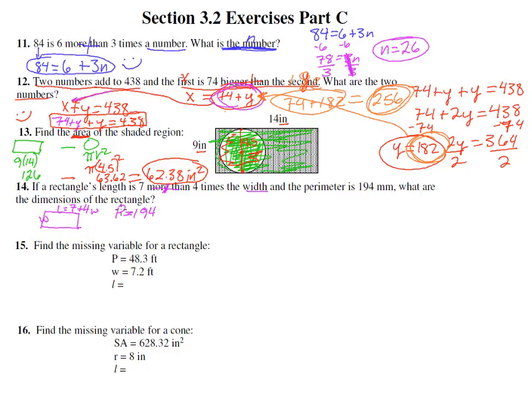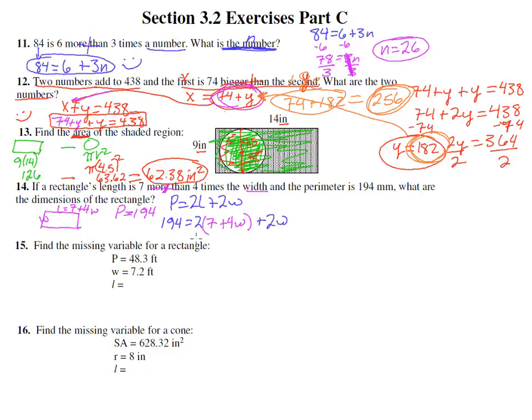So we've got perimeter. We have a formula. We know a perimeter formula, and that is that the perimeter equals 2 length plus 2 width. So let's stick in what we know. We know that 194 goes in for P equals 2 times the length. Now the length, we were told, is 7 more than 4 times the width. And then let's finish out. So 2 lengths plus 2 widths.